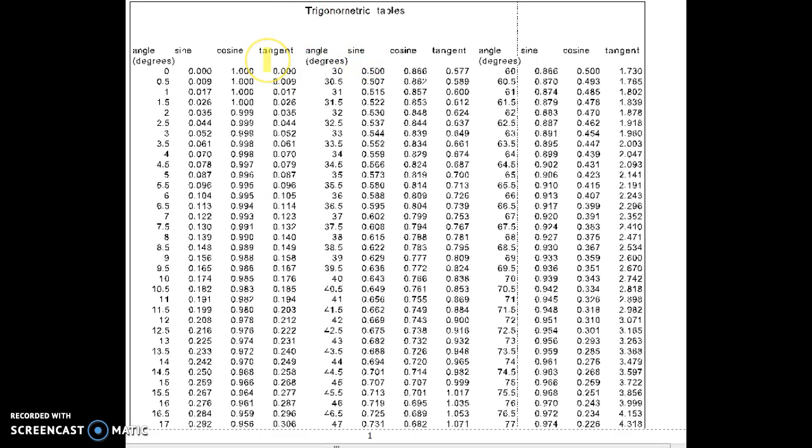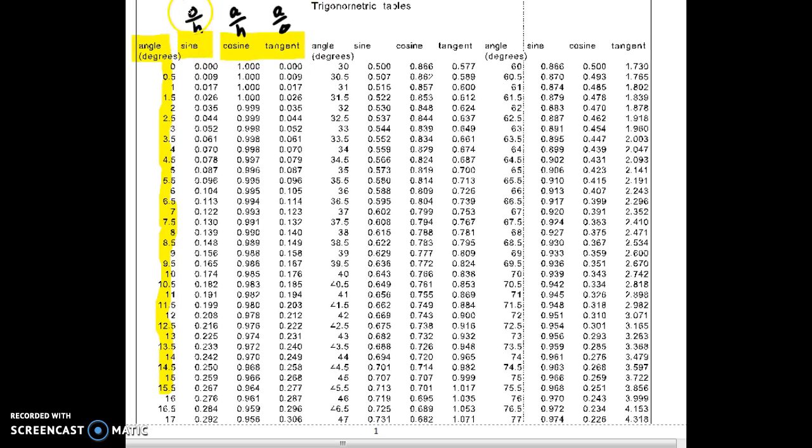Here is a trig table that shows angles every half degree, and then the ratio of sines, cosines, and tangents. Sine being defined as opposite over hypotenuse, cosine as adjacent over hypotenuse, and tangent as opposite over adjacent.